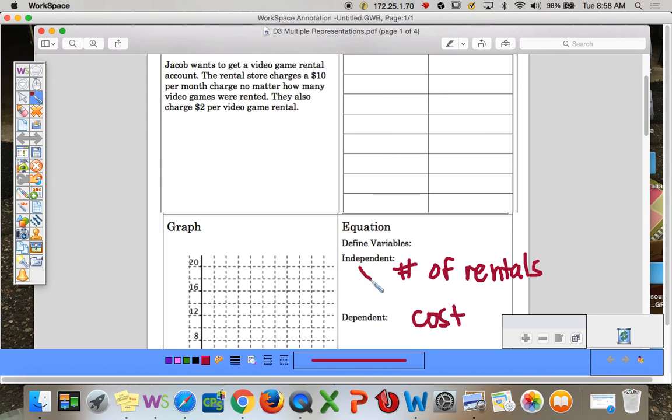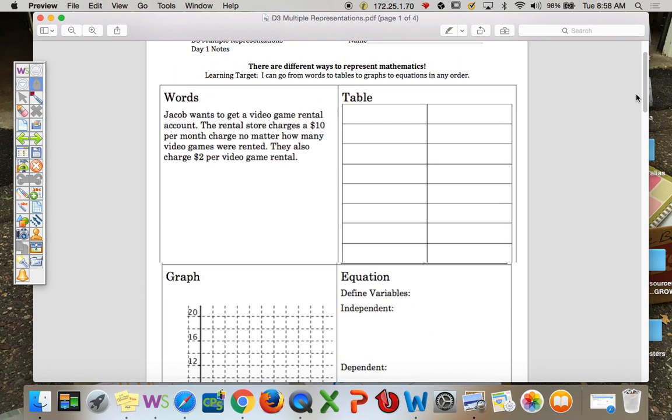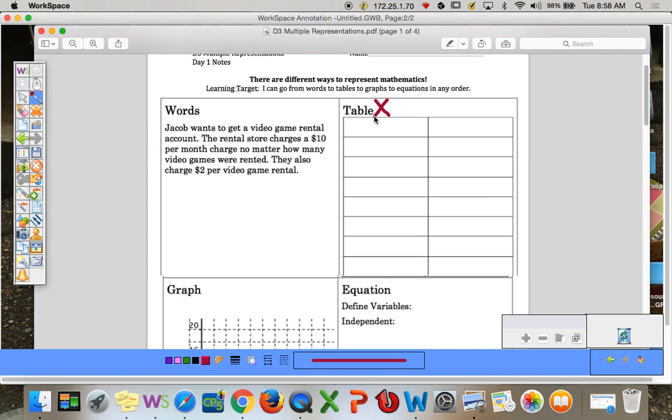And in a table, our independent variable goes first, and our dependent variable goes second. So let's move this up. And again, here we're going to say that X is number of rentals for any month, and Y will be the cost. So let's start with 0. If Jacob rents 0 videos, the store charges $10 per month no matter what.